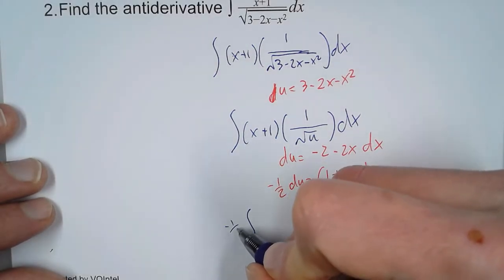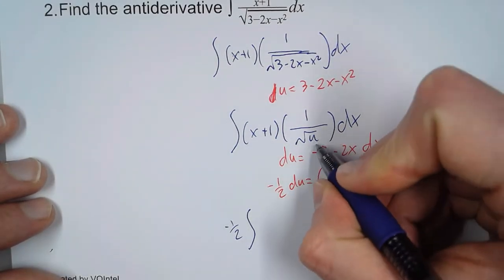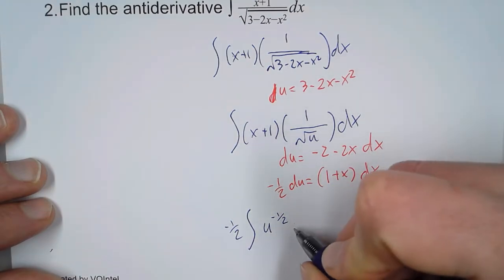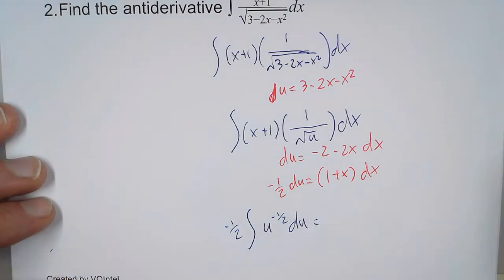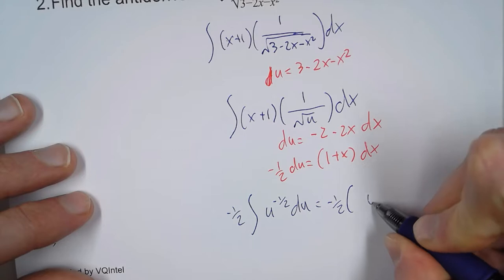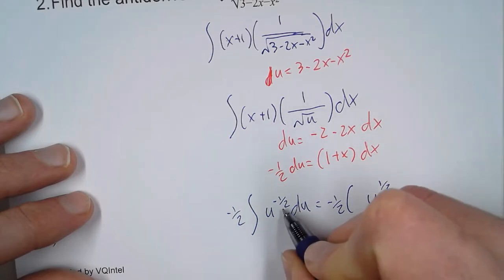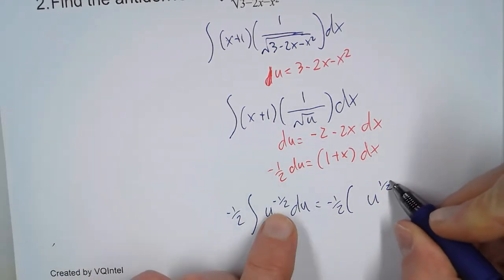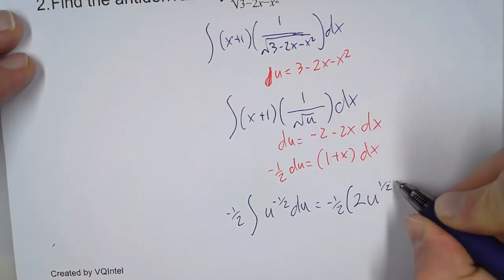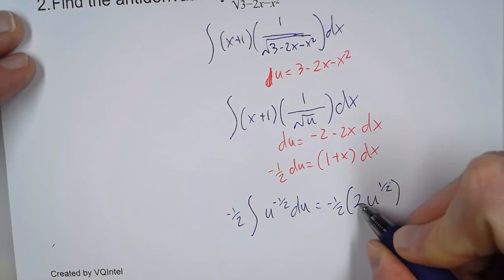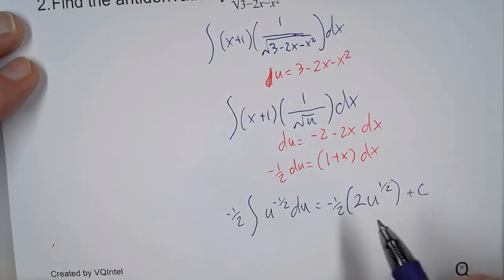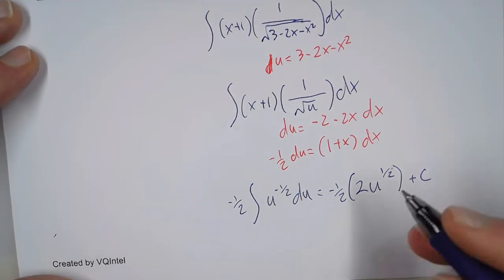So negative 1/2 goes out front, and so we have 1 over square root of u, or u to the negative 1/2 du. So now we can take the antiderivative. So negative 1/2 times, now u is going to be raised to the positive 1/2, because with the power rule, the exponent goes up by 1. And then we have to have a coefficient of 2 out front, so that when the 1/2 comes down, it cancels out. Plus c. So the negative 1/2 and the 2 will cancel out.